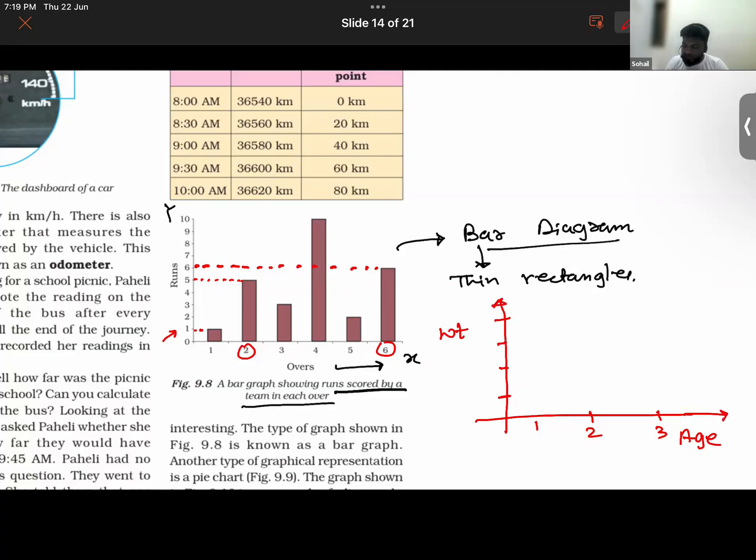Okay, so let's say when the person was 1 year old, his weight was, let's take it to be 5 kilograms. When the person was 2 years old, the weight was, let's say, 6 kg. Similarly, when the person was 3 years old, it was 7 kg. Okay, look, the distance needs to be changed, right?